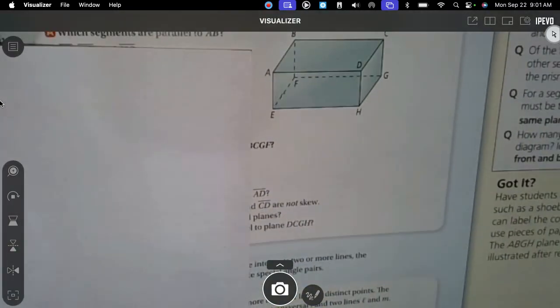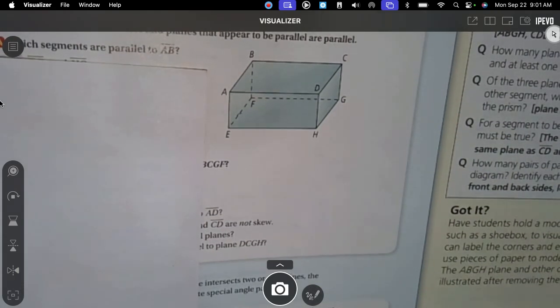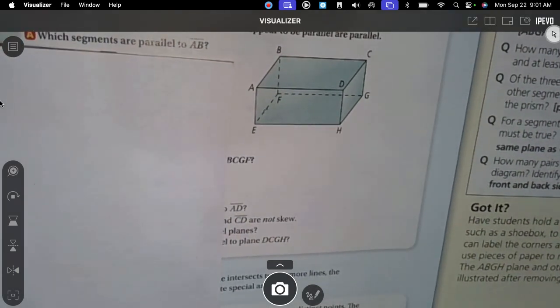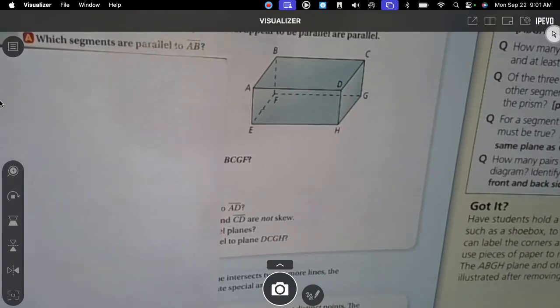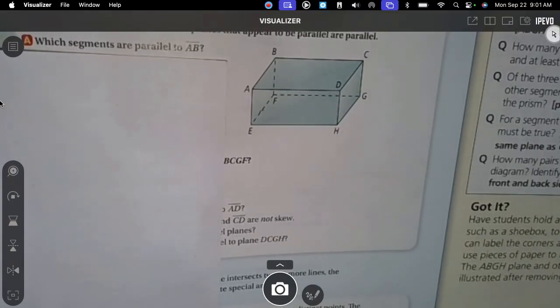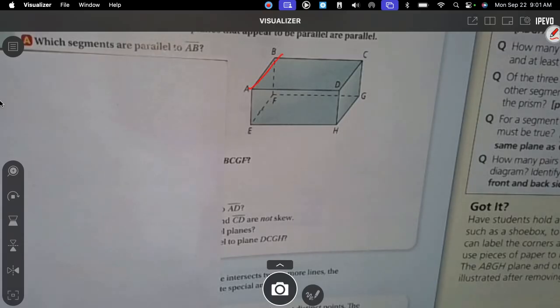Okay. So let me show you this first picture and let's go through it. It says, which segments, so a segment is just like a piece of a line basically, are parallel to AB. There are several segments that are parallel to AB that I could name. Anybody, what's parallel to AB? DC. What else? So here's AB, right here. So she said DC, yep, EF, and which one? HG. Those are all parallel.